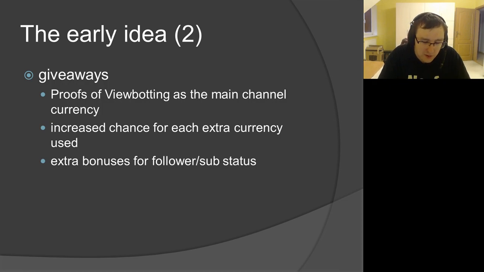So the second part was the giveaway part. It was kind of obvious. Proofs of voting is going to be the main channel currency, so it's going to be used to increase your chances of winning the giveaway. I was planning some follower and sub bonuses at the start, which I didn't implement until very late, but I had the idea of it from the beginning when I made it the first time.